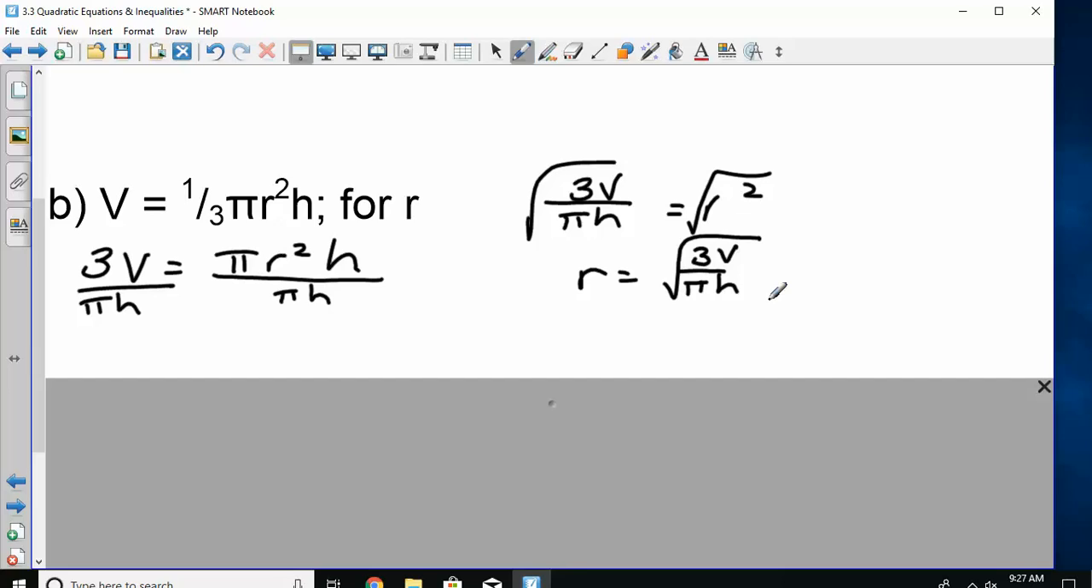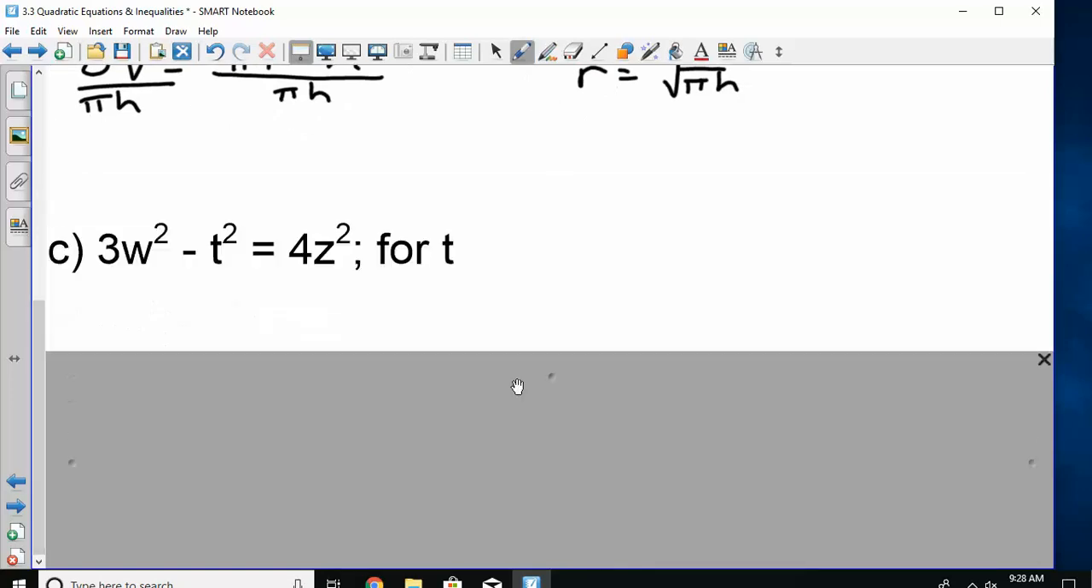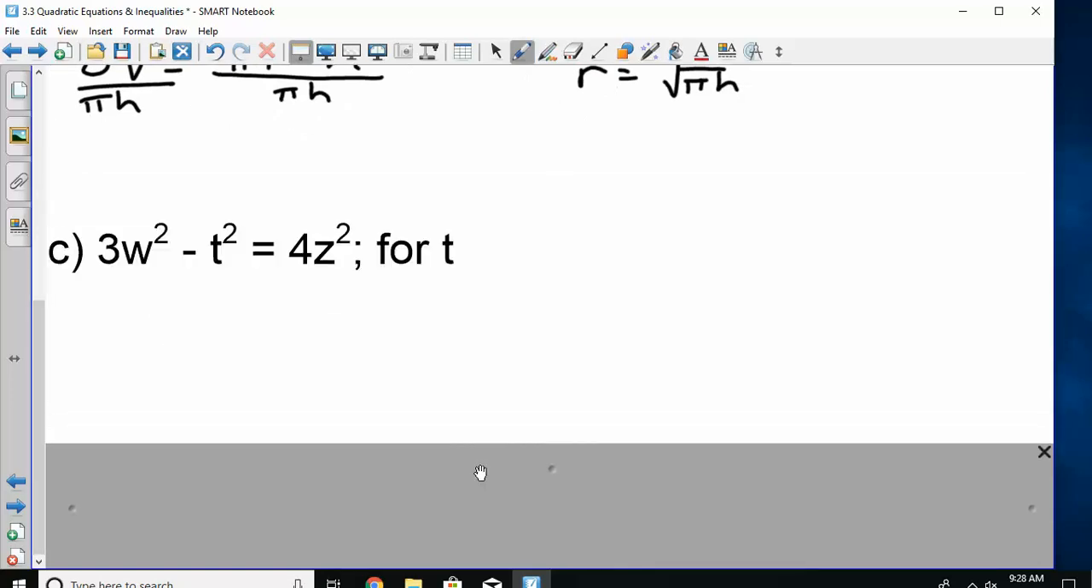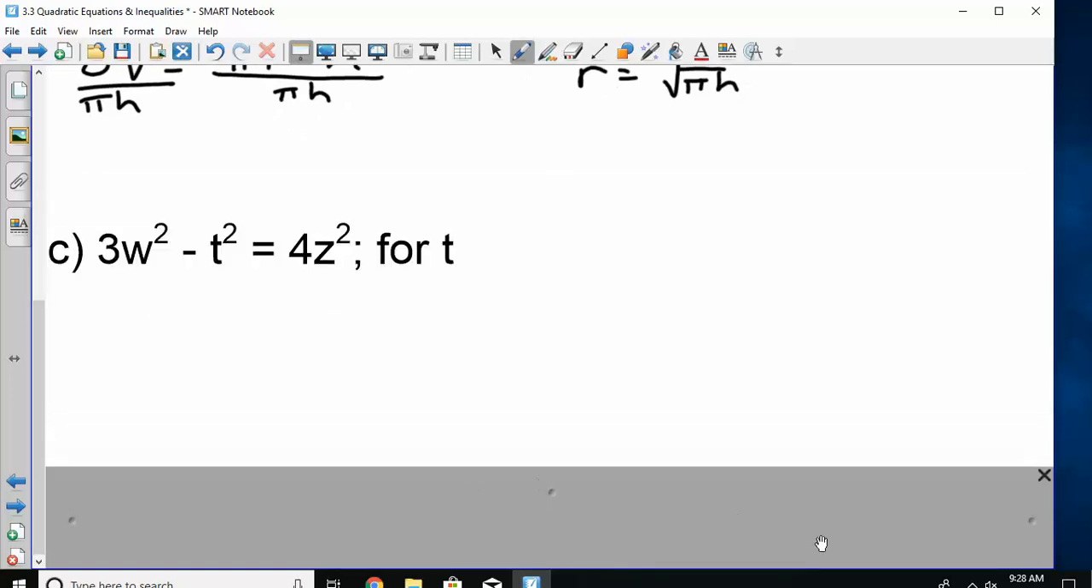Let's do, I'm going to give you guys one, and then we're done. This will be our last problem. We're just going to do this one. And I'm not telling you what the variables stand for, so it could be positive or negative.